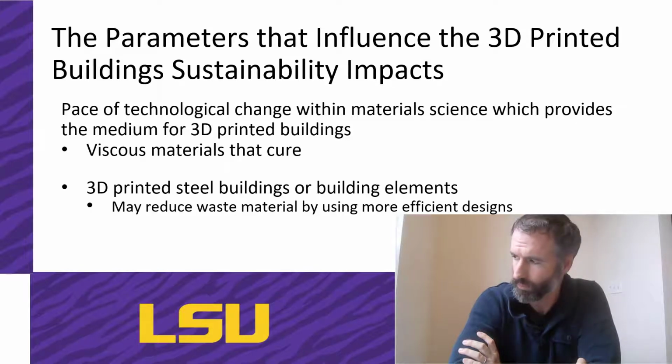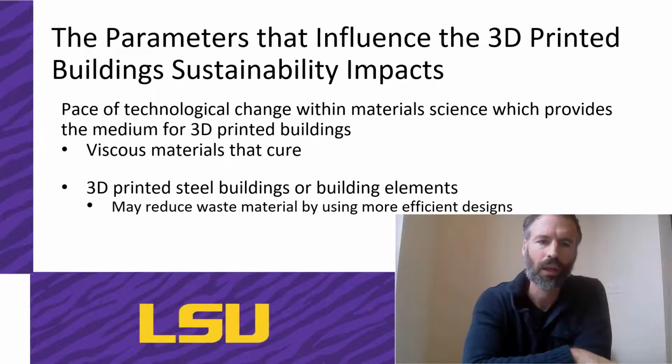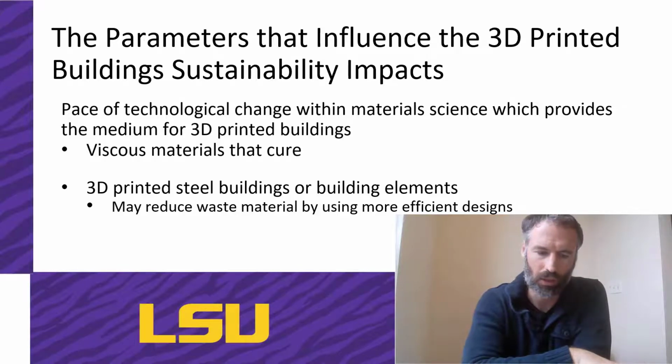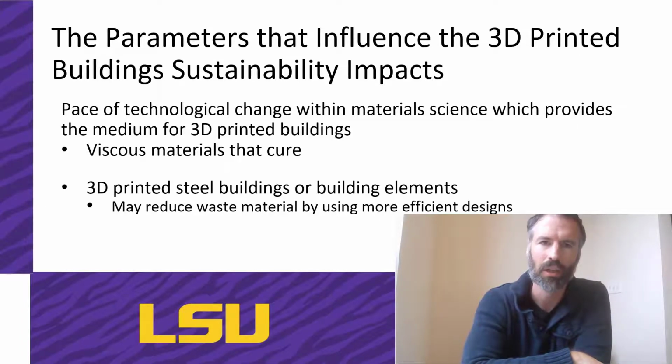The other type of medium that we often see here is 3D printed steel buildings or structural elements. So it's not just necessarily the building itself in total, but it could be elements. And you see that where they do these very intricate lattice works with some kind of a steel medium. And what's interesting about that is they can really explore vastly more efficient designs that are using elegant lattice works instead of just a comprehensive, holistic, solid piece of steel. So they can substitute a piece of steel with a lattice work instead, and so may be able to reduce waste material by using those more efficient designs. So it could impact sustainability in that fashion as well.